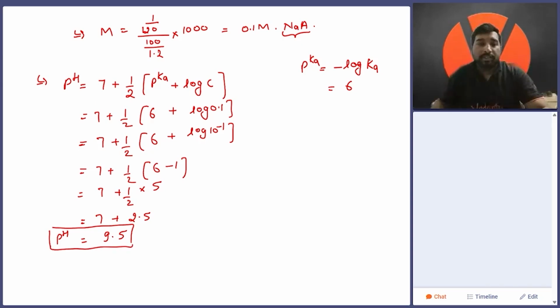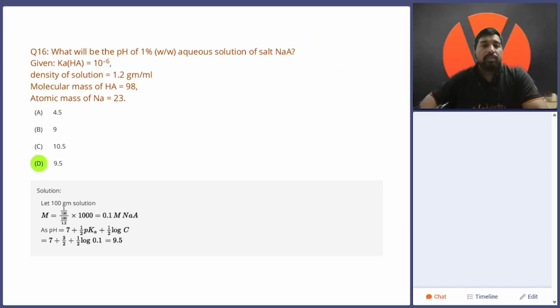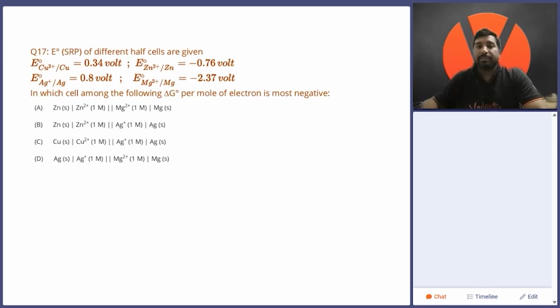Cross check the solution. Yes, definitely 9.5 is the right answer. This is question number 16. Now come and discuss question number 17.